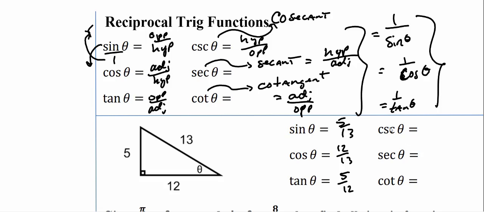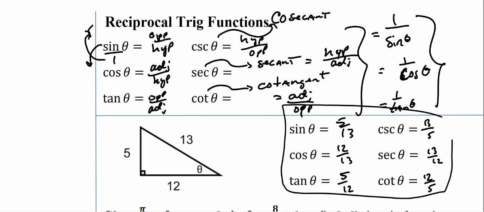Well, if these are reciprocals, all I'm doing is flipping the fraction. So cosecant is going to be 13 over 5. And secant is going to be 13 over 12. And cotangent is going to be 12 over 5. All right, that's easy peasy, lemon squeezy.